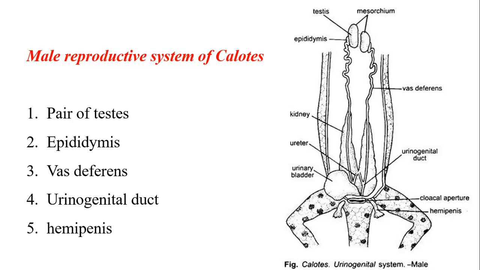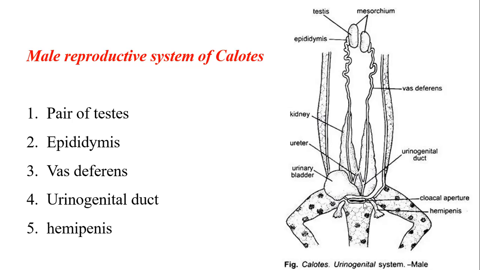It is also shown in the diagram here. The vas deferens joins with the ureter to form the urinogenital duct. The urinogenital duct is formed by the union of the vas deferens and ureter, and it opens into the cloaca.